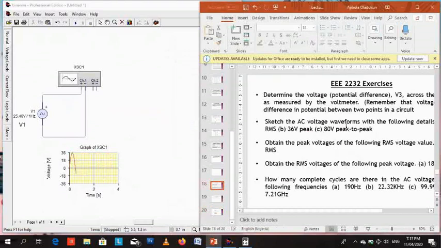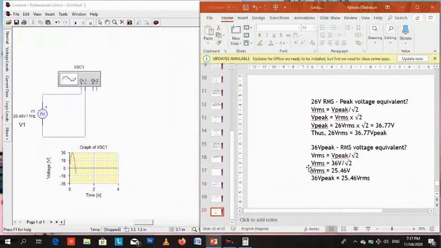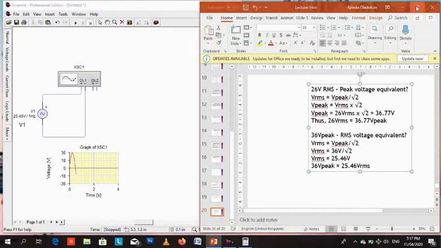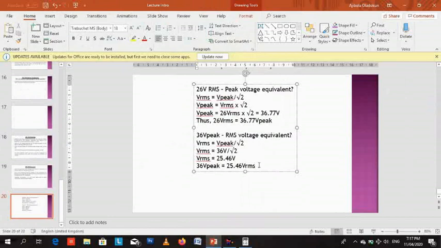The next one says 80 volts V peak to peak. We are going to see the difference between peak to peak voltage and peak voltage. There's a difference between peak voltage and peak to peak voltage. So they said we should sketch the waveform of an 80 volt peak to peak AC signal.